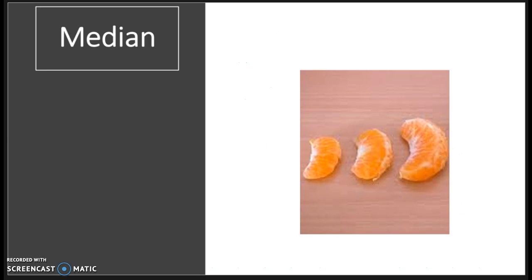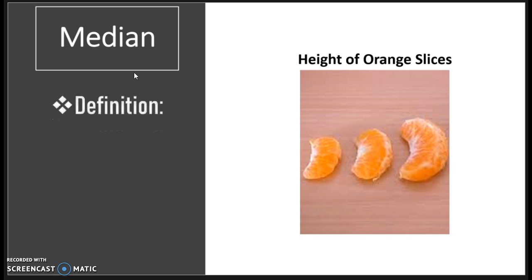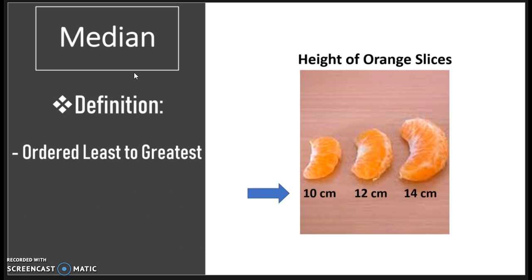Now we will look at the median. First, I'd like you to look at this image on the right. What we will be looking at here is the height of these orange slices from top to bottom. So let's go ahead and look back at the median. The definition of the median applies when the data points that we are given are in order from least to greatest. If you look back at our image here, you will see these are in order from least to greatest, smallest to largest: 10 centimeters, 12 centimeters, and 14 centimeters.